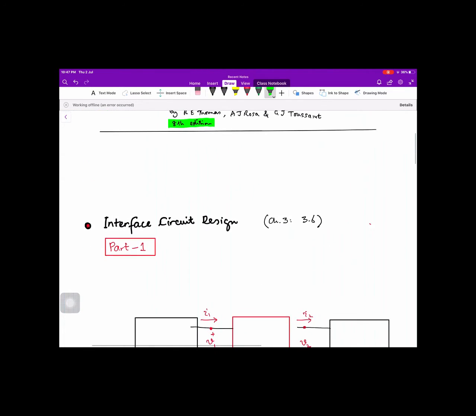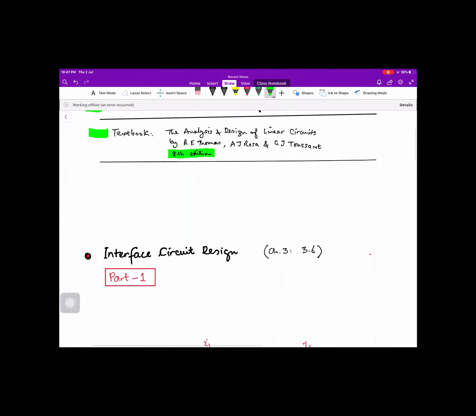In today's discussion, we'll discuss interface circuit design. This is the textbook reference, and this is part 1 of my lecture on the interface circuit design.